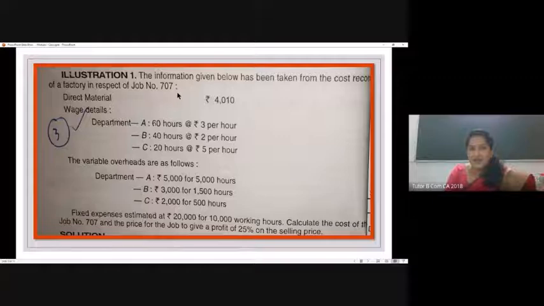In this factory, they assign different numbers for the different jobs or orders which they have received from the customers, maybe in a chronological order, right? For the next order, they might put the number as 708. And then in the remarks column, they give a description. So here we are going to compute. The question asked here is: calculate the cost of job number 707 and the price for the job to give a profit of 25% on the selling price. So this is the context.